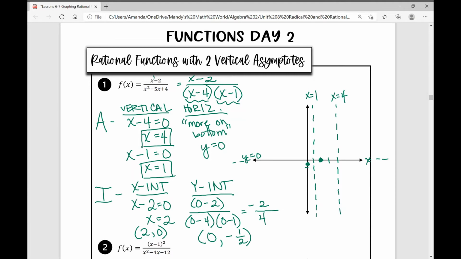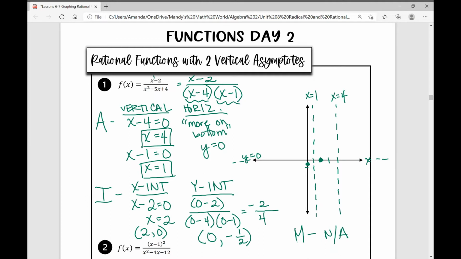Now the M, I'll write that over here, and AIM stands for multiplicity. Do we have any of those special squared terms where the entire factor is raised to a multiple of 2, like 2 or 4 or 6? We do not, so it's not applicable.